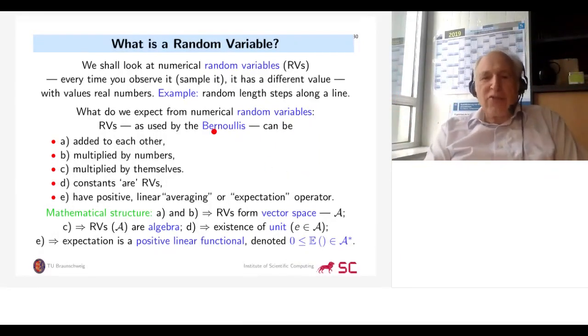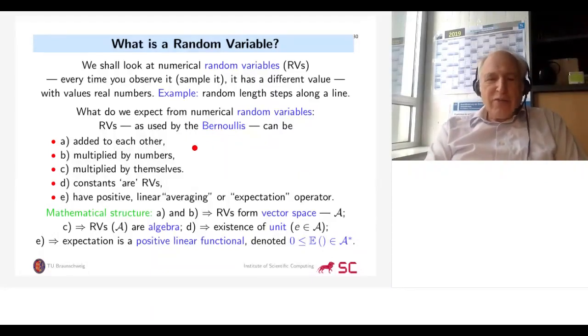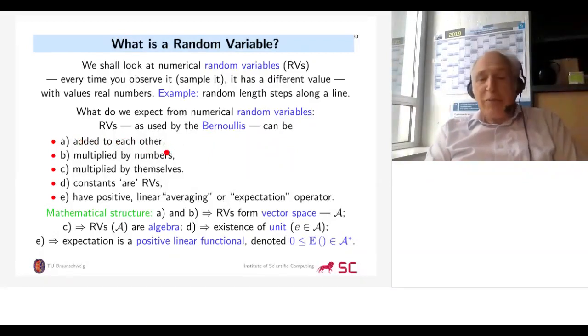So we go back to what the Bernoullis did 350 years ago. What did they do with random variables? They essentially dealt with random variables as if they were normal numbers. They could add them to each other. They could multiply them by a fixed number. They could multiply two random variables with each other, giving a new random variable. They declared constants also as a kind of degenerate random variables. They just don't vary very much.